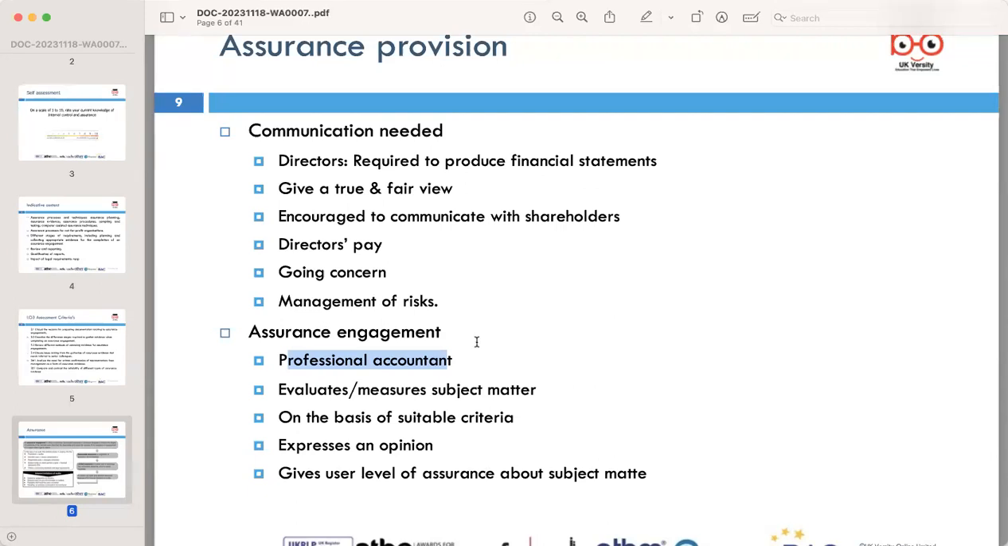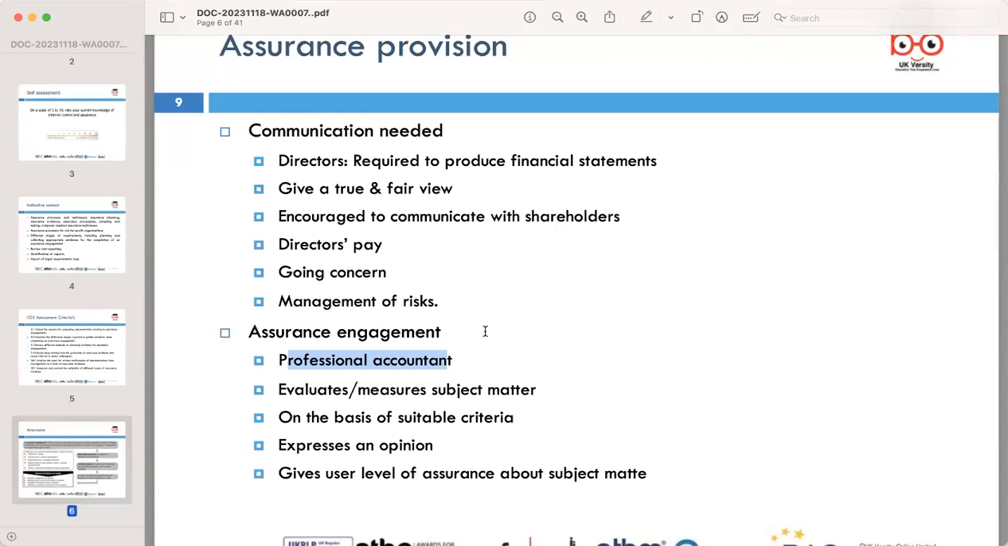The professional accountant looks at the subject matter. Subject matter is like the main focus, the things we want to be sure about. It could be a financial statement, how much money is in the bank, or other important aspects. So to do this, they use suitable criteria. Criteria are like rules or guidelines. They help the accountants measure things properly. It's like having a checklist to make sure everything is as it should be.